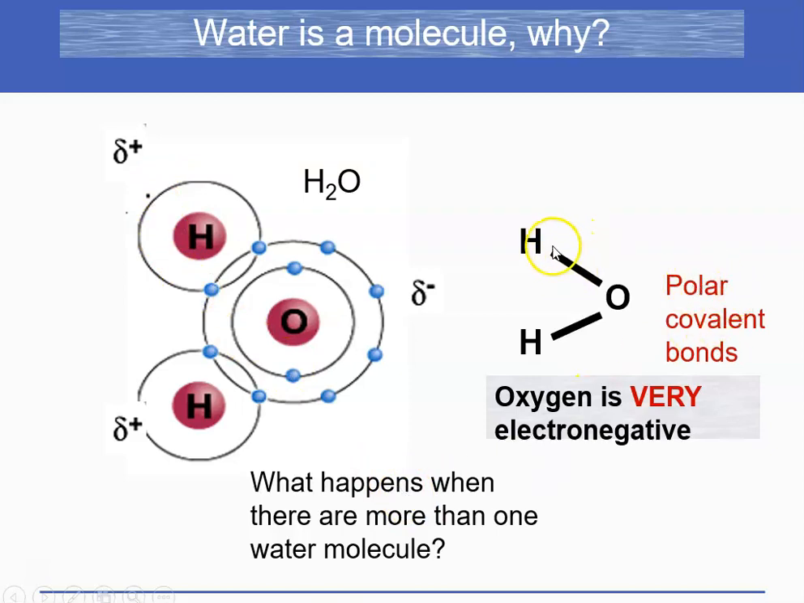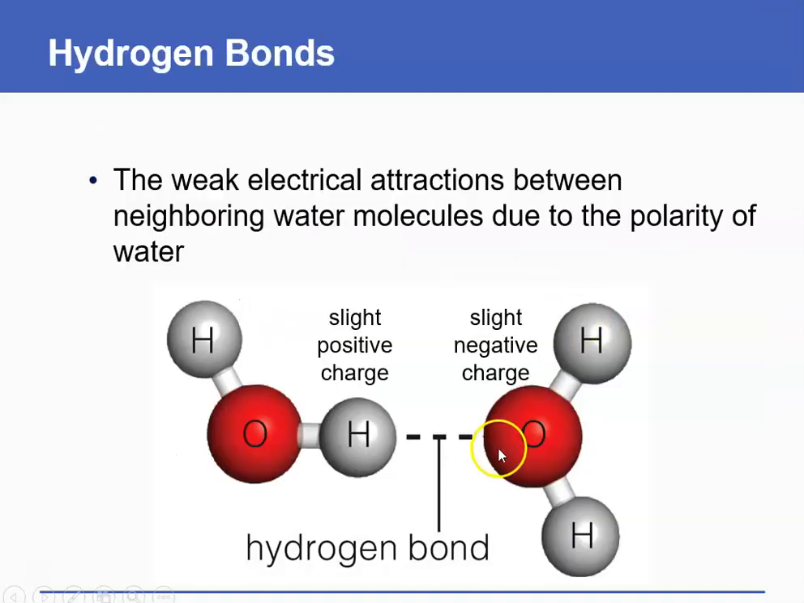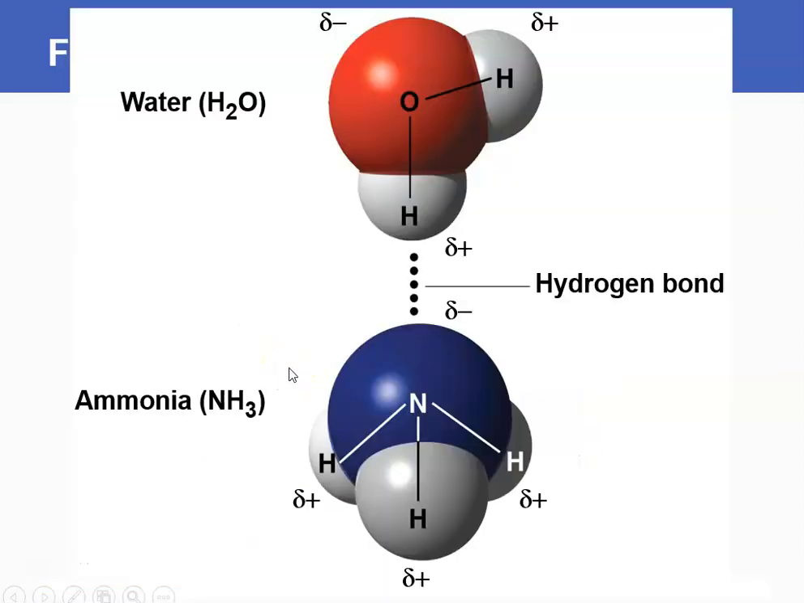The fact that there are polar covalent bonds linking the hydrogen and oxygen is going to result in what we call a hydrogen bond. So a hydrogen bond is the weak charge that forms between 2 polar molecules. So polar covalent bond between hydrogen and oxygen, hydrogen bond between that slightly positive hydrogen and that slightly negative oxygen. So hydrogen bond is between water molecules, where those polar covalent bonds are within a water molecule, holding a single water molecule together.